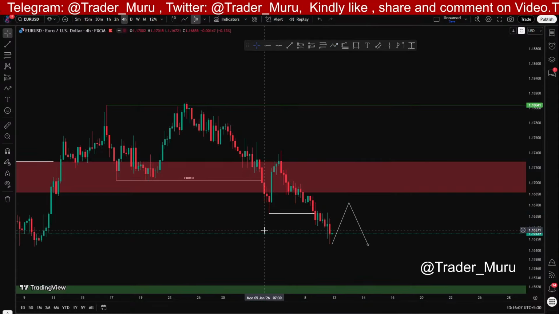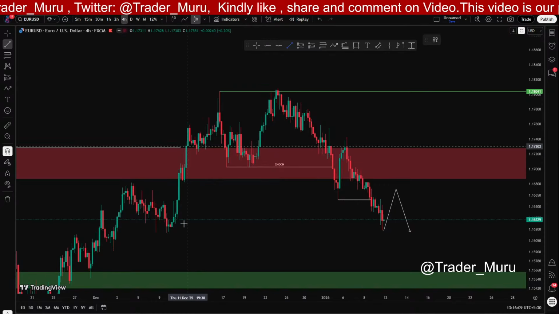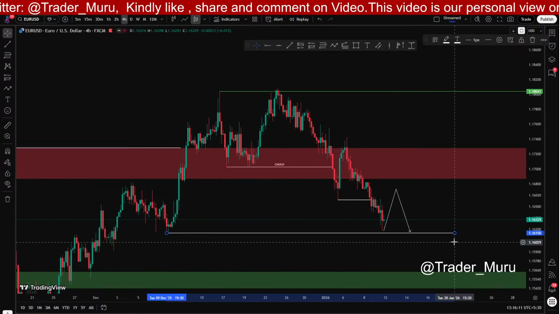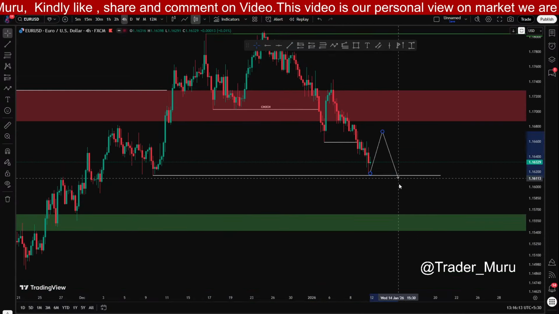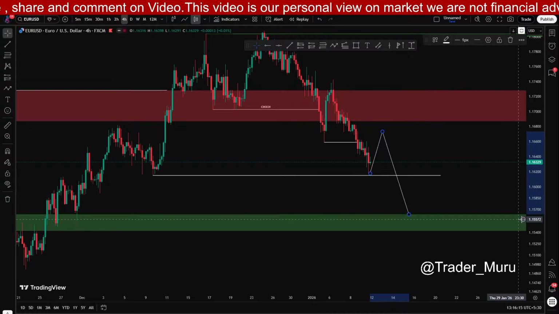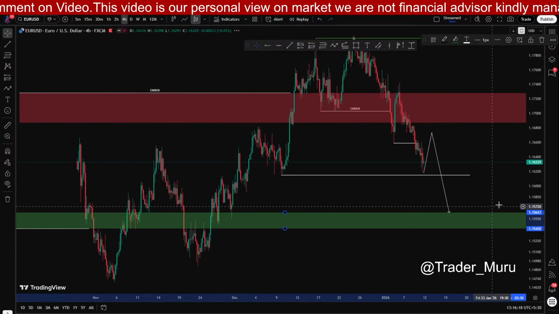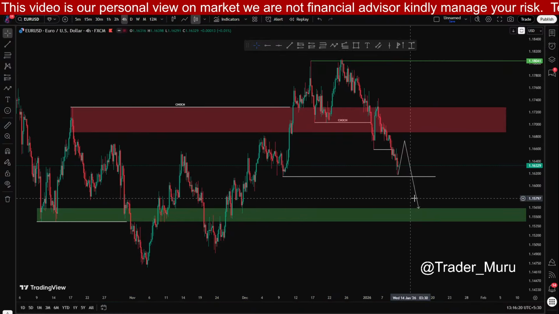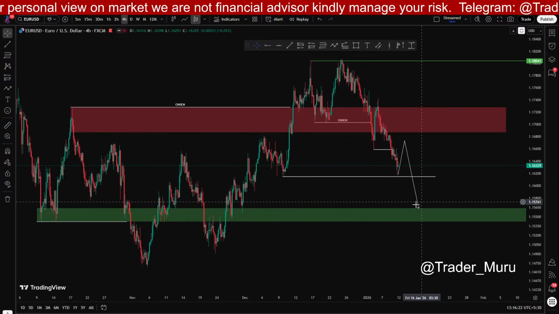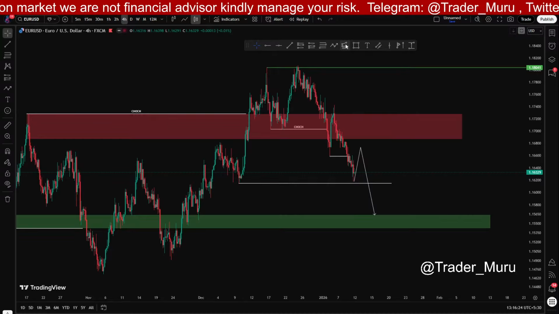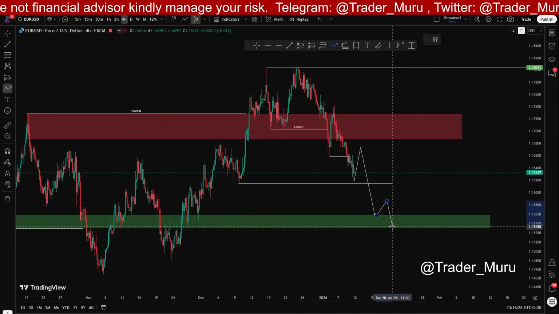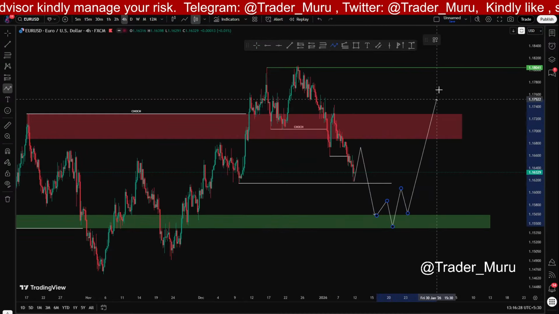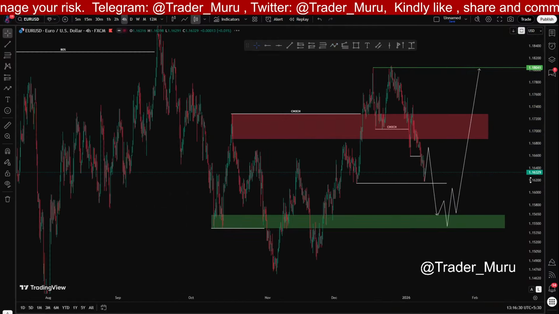First target will be this low here. Second target will be this green zone around 1.564. After this area test, I will be watching for 1 hour change of character and then on the retest I will watch for buy.